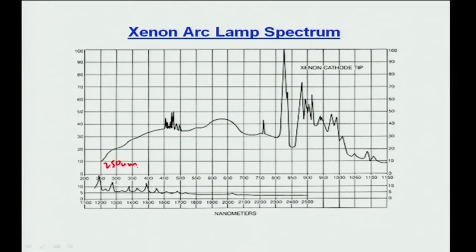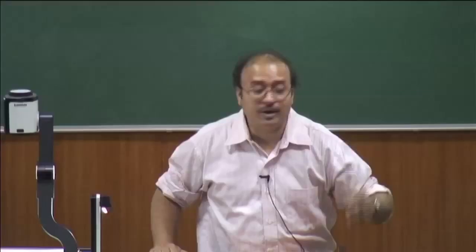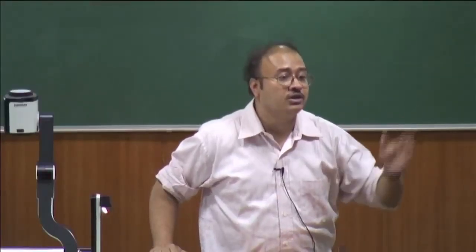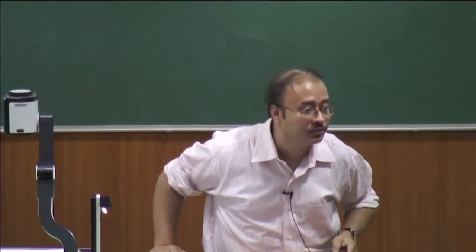Now you can understand why, if I would be using a UV visible spectrophotometer, I would not be taking a xenon lamp. Can you tell me now why I would rather use a deuterium lamp than a xenon lamp? Why? When I'm doing a UV visible experiment, UV, I would rather try to start from 200, right?